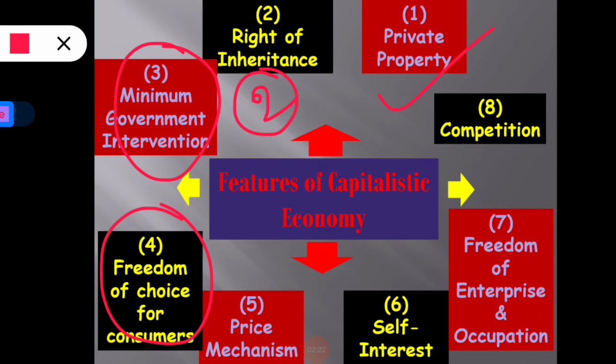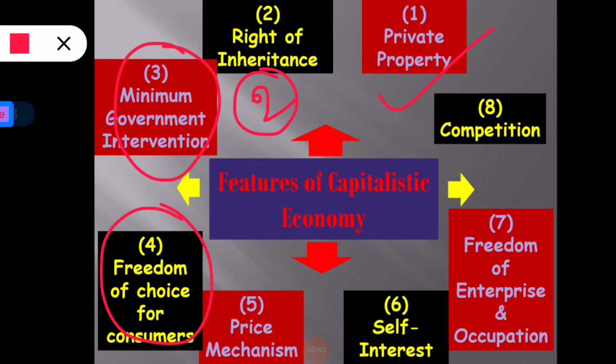There is freedom of choices for the consumers in the capitalistic economy. Consumers are free to buy and consume goods and services of their choice, because they are free to spend their income on whatever goods and services they prefer to buy. I think this is clear.